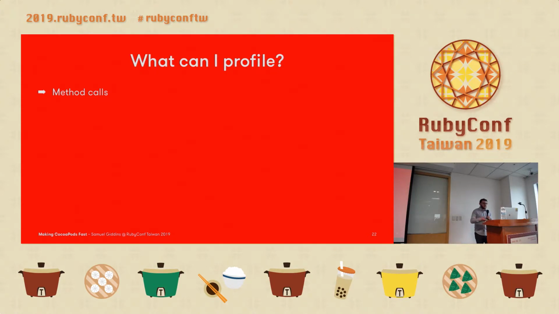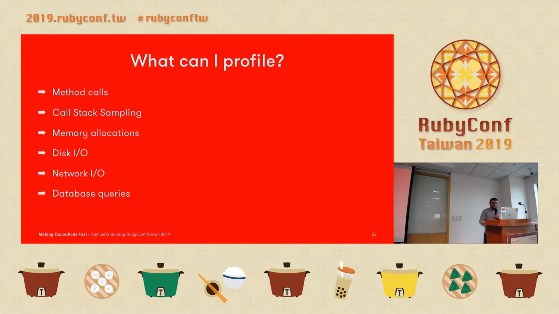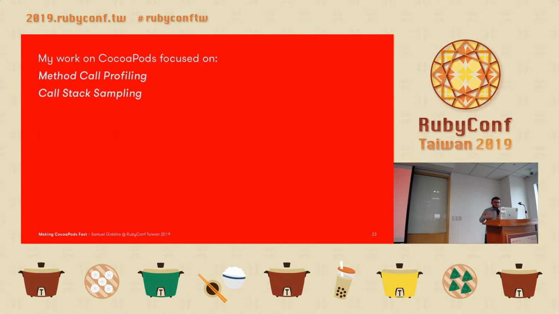Easy things, or you can profile method calls. You can sample call stacks. You can look at memory allocations. You can measure disk I/O, network I/O, database queries, garbage collection. Turns out you can profile pretty much anything. And so my work on CocoaPods, specifically some of the work I did last year, focused on method call profiling and call stack sampling. But I've actually done a lot of performance work, it's been a balance of measuring and improving all of these different things.